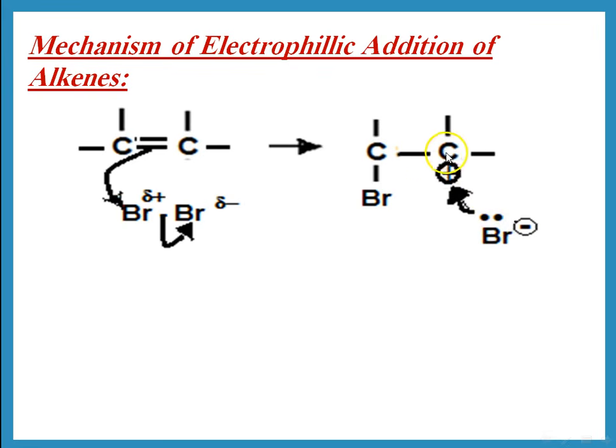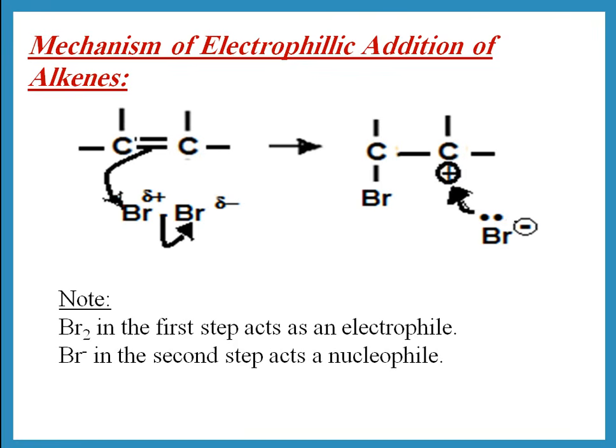So these attack this carbon atom that has a positive charge. The carbon atom that has a positive charge on it is called a carbocation. So the Br minus attacks the carbocation and forms the product.